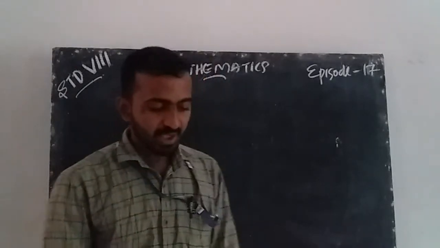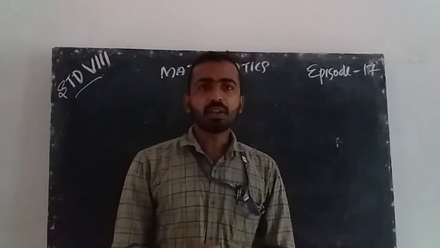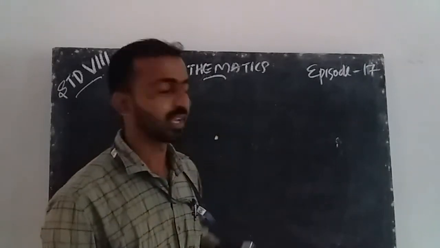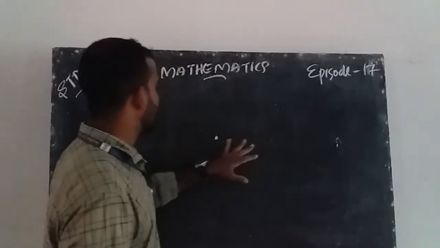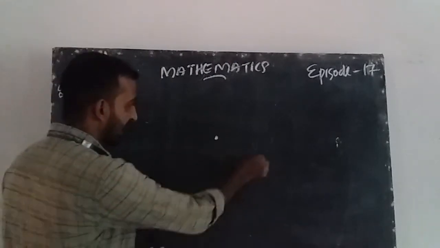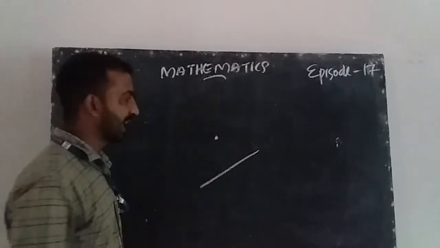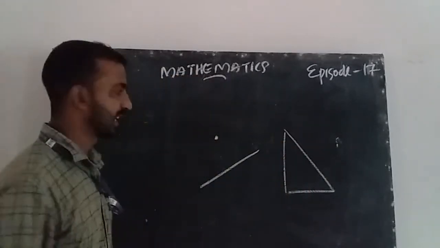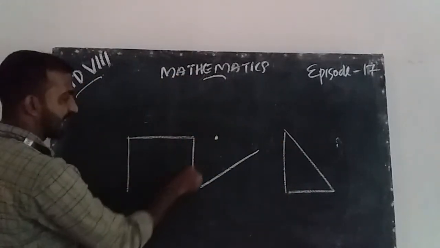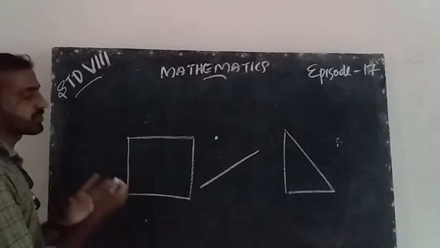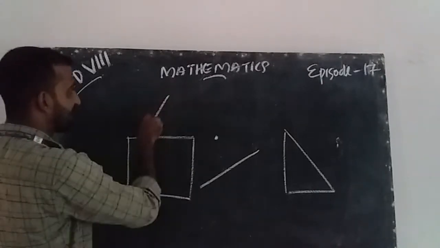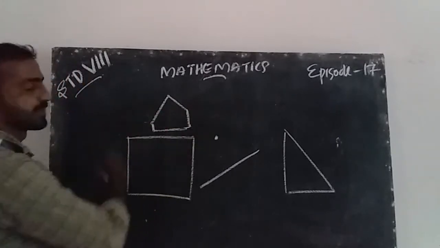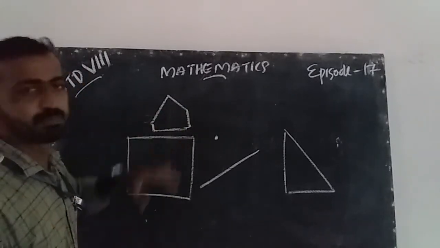We have some shapes in mathematics. This is a point. This is called a line. This is called a triangle. This is called a rectangle or square. And what is this? This is a pentagon.